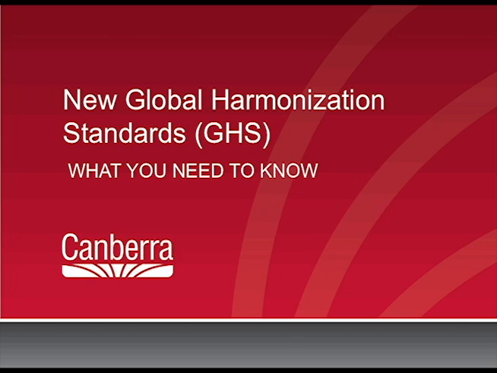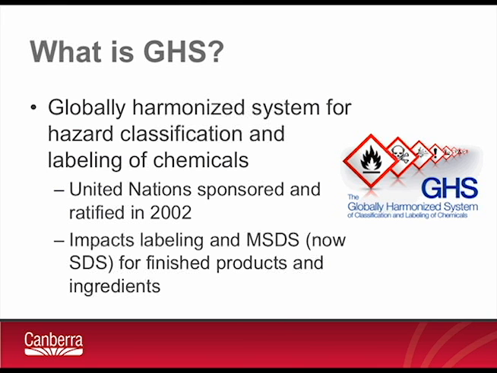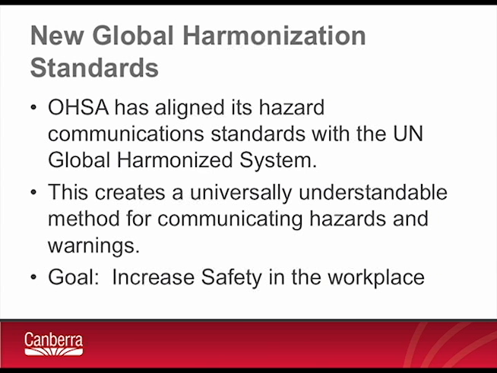There are changes to the Global Harmonization Standards, known as GHS, that will affect manufacturers, distributors, and users of chemicals. GHS, the Globally Harmonized System for Classification and Labeling of Chemicals, impacts product labeling and material safety data sheets for finished products and ingredients. OSHA has aligned its hazard communication standards with the UN Globally Harmonized System to create a universal approach to classifying hazardous chemicals and communicating product hazards and warnings on labels and safety data sheets. The goal is to increase safety in the workplace.